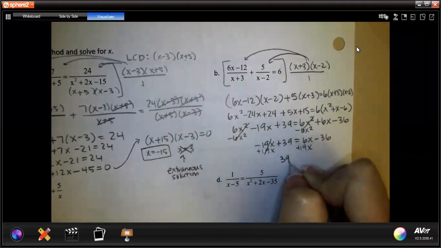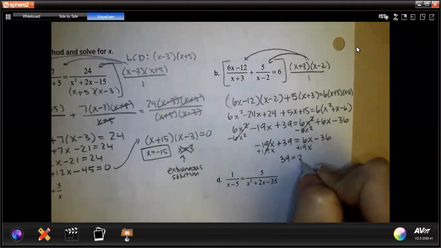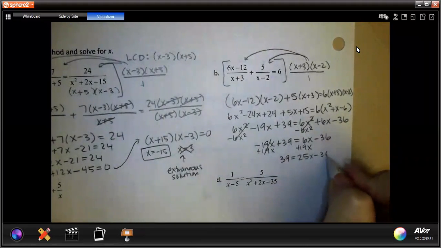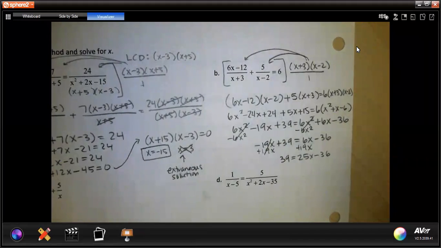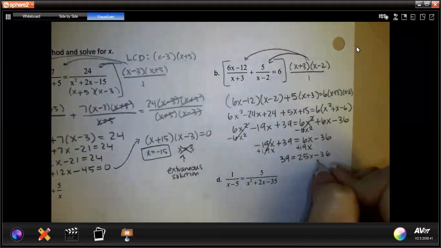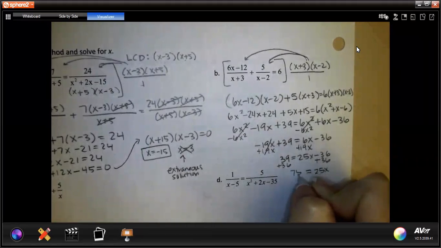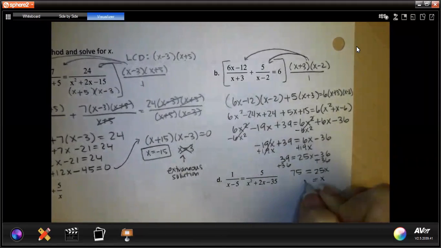and we get 39 is equal to 25x minus 36. We add the 36, and we get 25x is equal to 75. So x is 3.